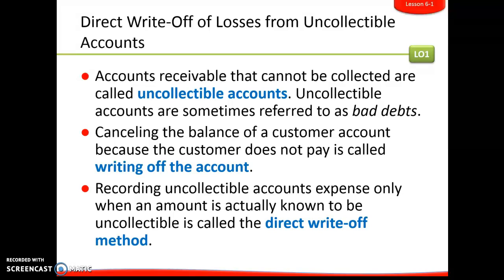Recording uncollectible accounts expense only when an amount is actually known to be uncollectible is called the direct write-off method. So this means that we actually know that we aren't getting money, and that's when we write off the account. That's called then the direct write-off method.